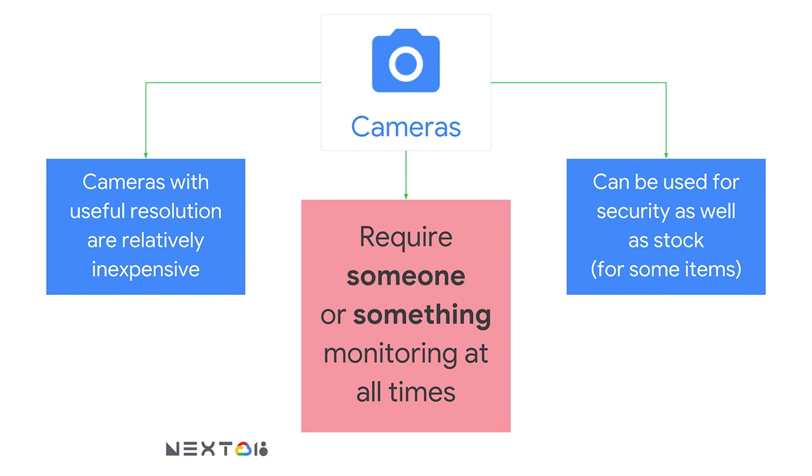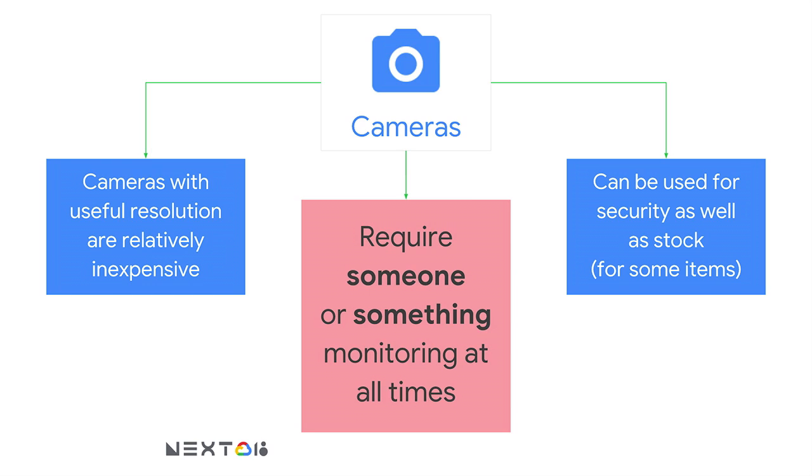Now, what about cameras? Cameras are plentiful, right? They're pretty inexpensive, relatively speaking, especially compared to something like RFID out the gate. And they have pretty good resolution. And they actually have kind of a dual purpose, right, or multi-purpose. You can use them for security footage as well as watching stock. But there are some caveats.